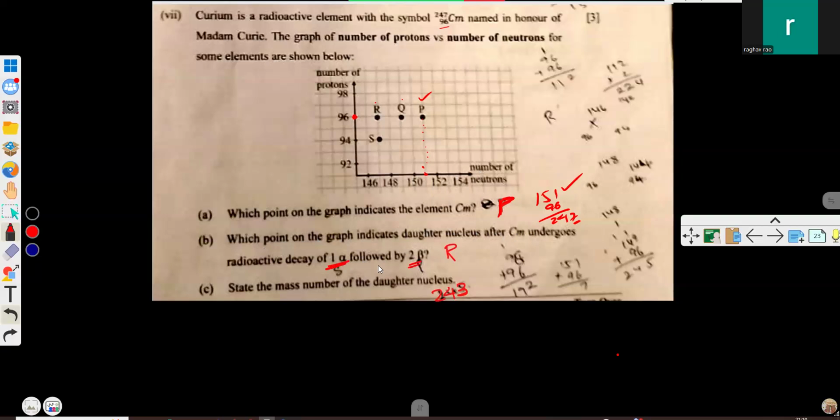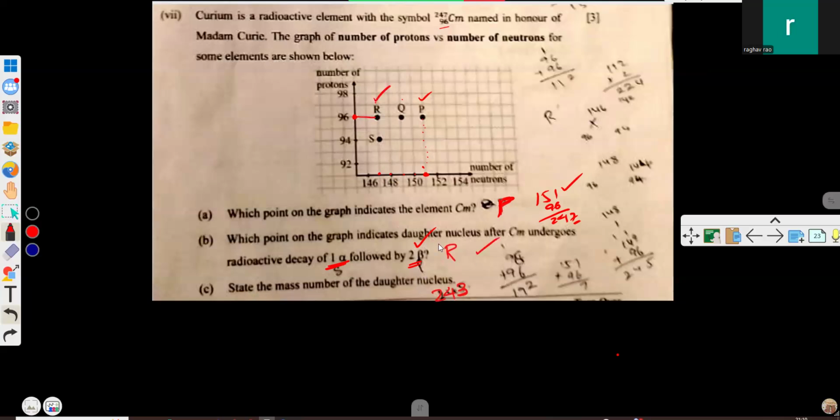Which point on the graph indicates the daughter nucleus after Cm undergoes a radioactive decay of 1 alpha particle and 2 beta particles? With 1 alpha particle, the mass number should decrease by 4 units and the atomic number should decrease by 2 units. 2 beta particles will restore the atomic number because they increase it by 2 units. So the only thing is the mass number is decreased by 4 units. From 151, we have to decrease 4: 150, 149, 148, 147. And the atomic number remains the same. That is nothing but R.